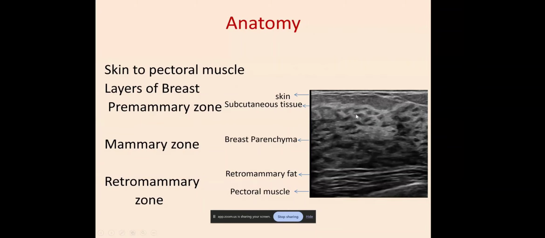And all the echogenic areas that you are seeing are mainly fibrous connective tissue, and all the hypoechoic areas are mixtures of fat lobules as well as ductal and periductal glandular tissue of the breast. And then you have the third layer, the retromammary zone, which consists of retromammary fat and the pectoral muscle.